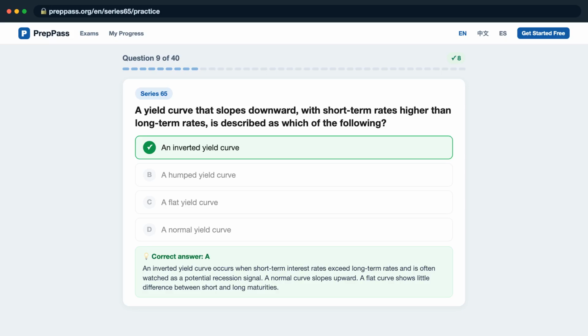An inverted yield curve occurs when short-term interest rates exceed long-term rates and is often watched as a potential recession signal. A normal curve slopes upward. A flat curve shows little difference between short and long maturities.